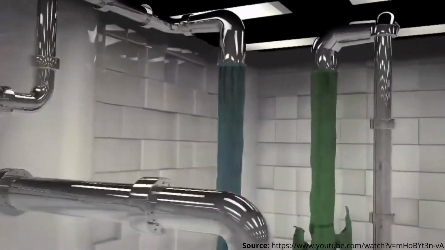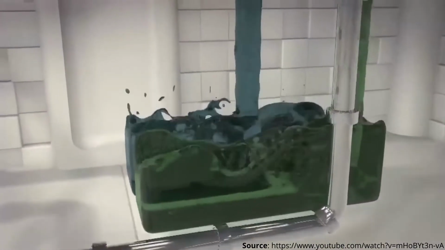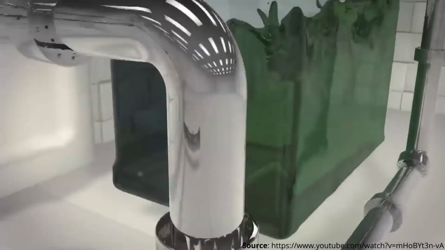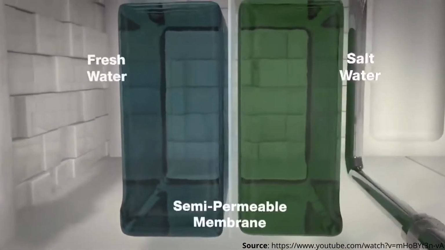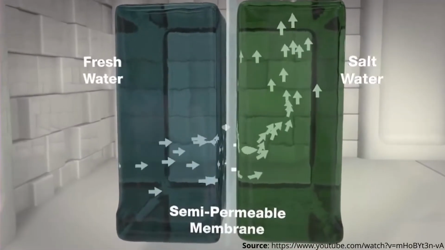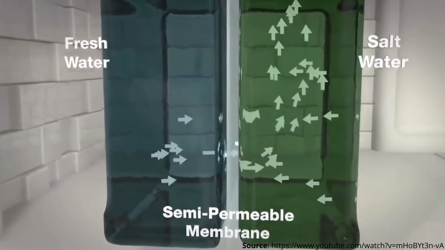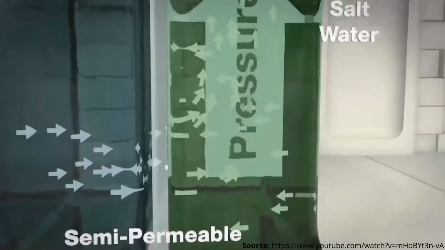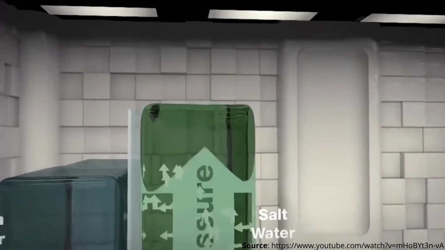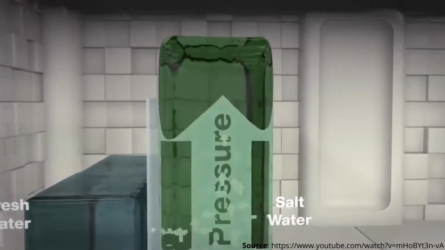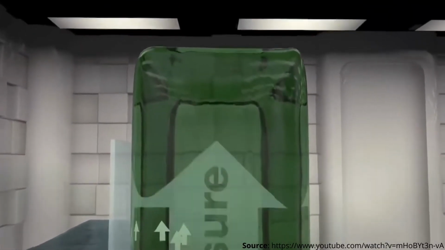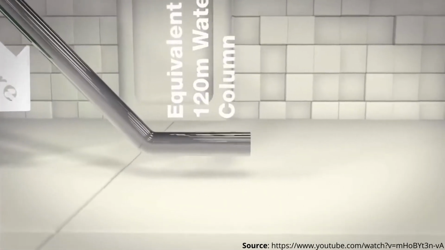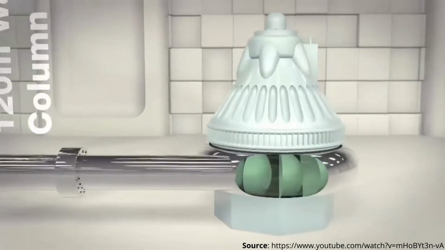Osmotic power stations recreate and harness this process by separating a tank of fresh water and a tank of salt water with a semi-permeable membrane. This membrane allows fresh water to pass while remaining impermeable to salts, so the fresh water is drawn through the membrane into the saltwater side, equalising the difference in salinity and raising the pressure in the saltwater tank. That huge pressure, the equivalent of a 120-metre water column, drives a conventional power turbine.